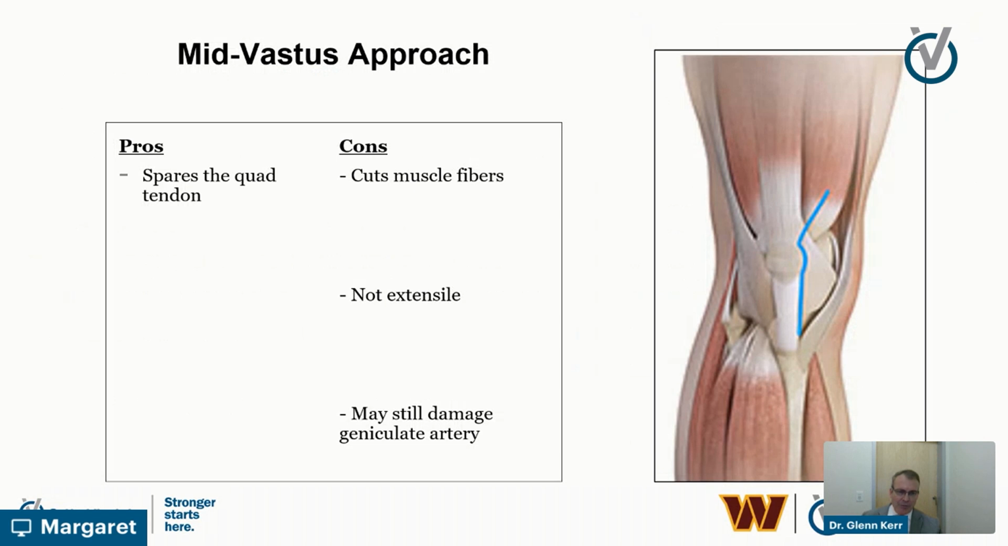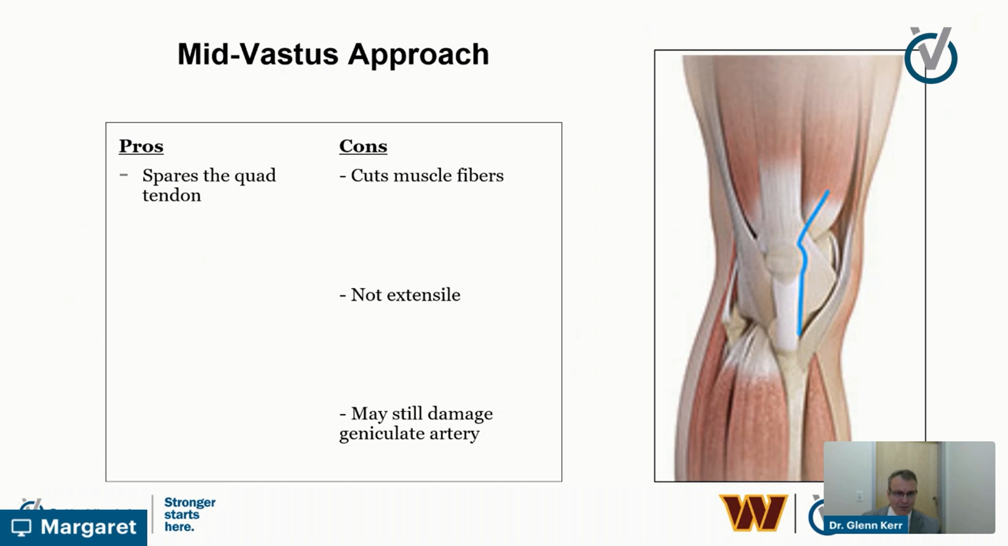So the midvastus approach is one that I don't know a surgeon specifically that is still doing or has done. This is not one that I was trained with in surgery, but it's one that's described. It splits the muscle fibers. One of the pros may be that it does not violate the quadriceps tendon, so it's very similar to the subvastus in that way, but it does have a number of cons.